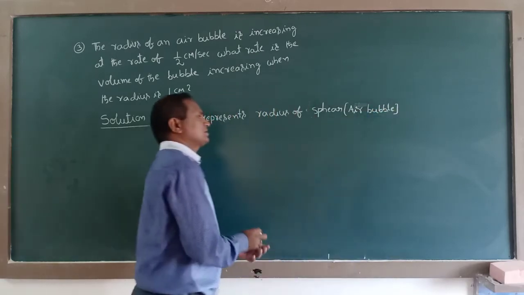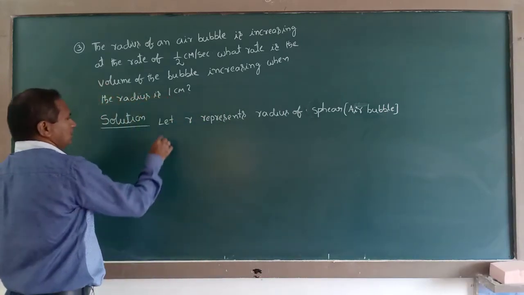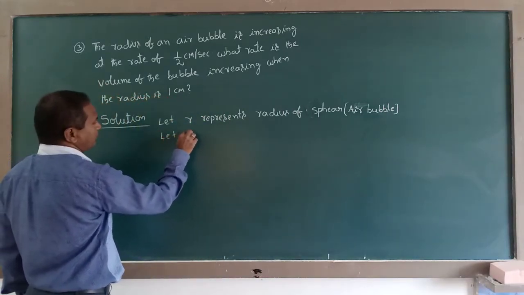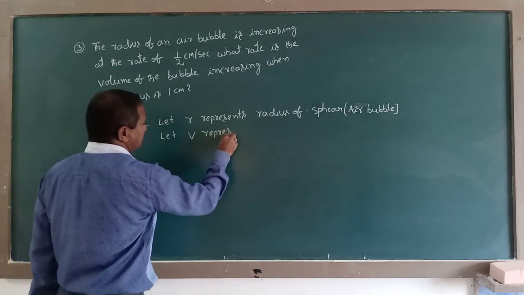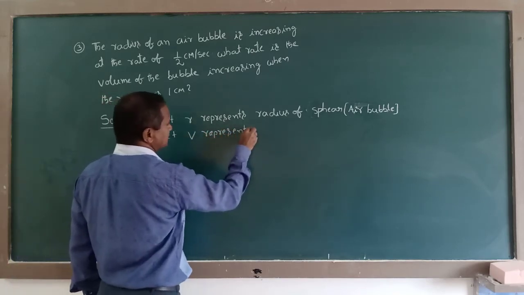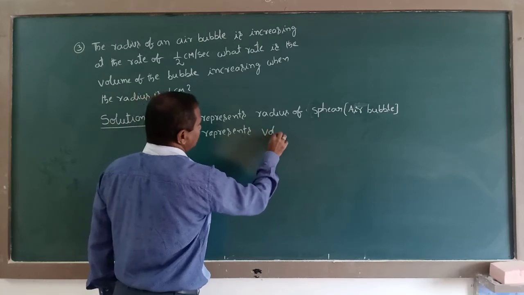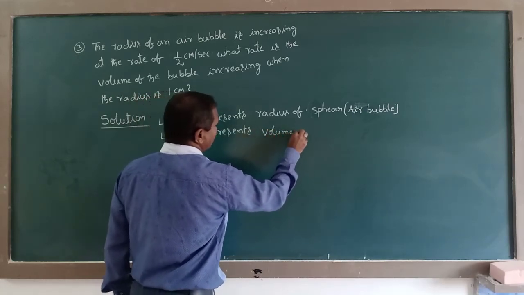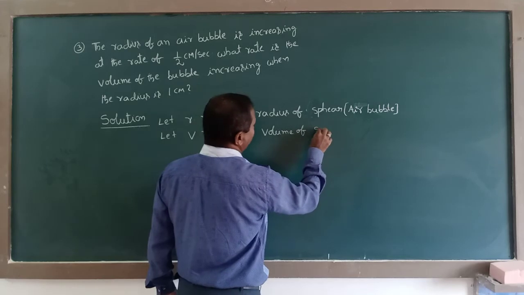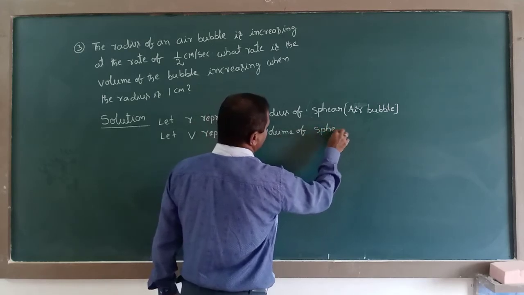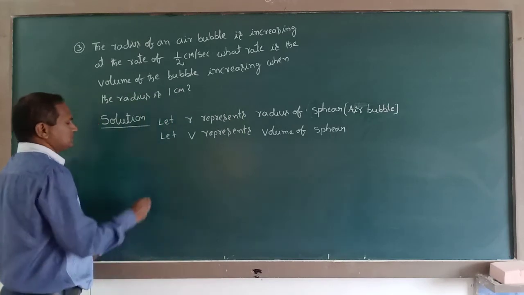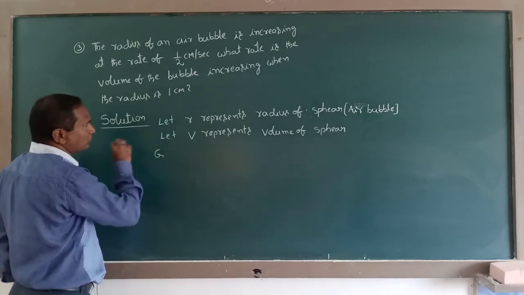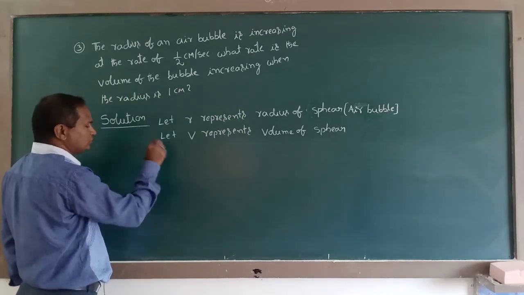Air bubble like that. And let V represent the volume of the sphere. Volume of the sphere. Given that, what they are giving, what we have to find out, about those we should write here.